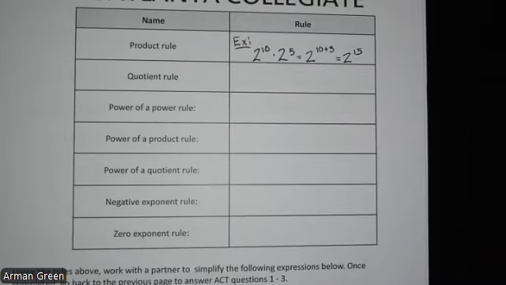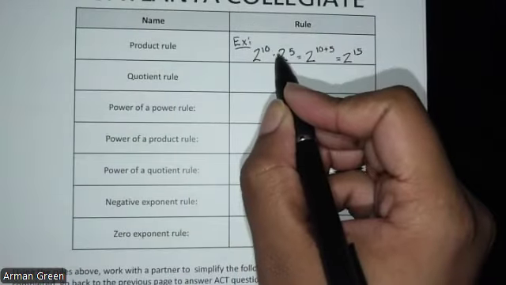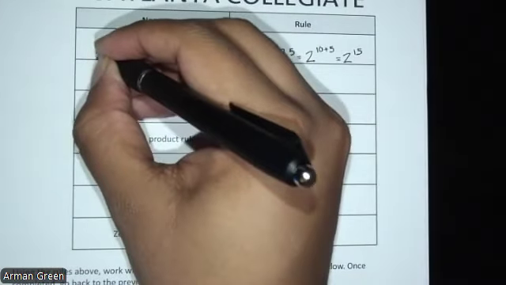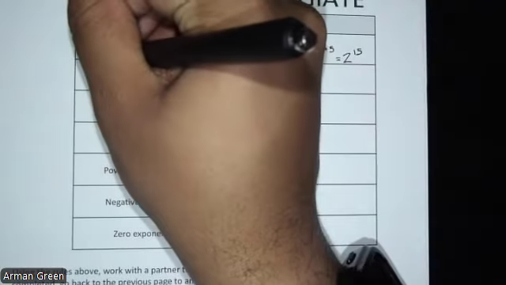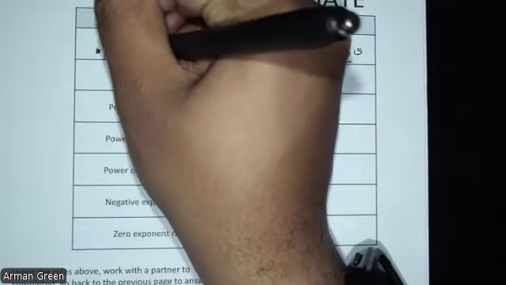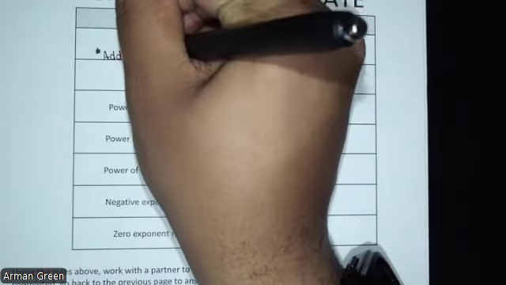So in other words, the product rule says that if you have two things that have the same base but different exponents, really all you're doing to simplify it is adding the exponents together.